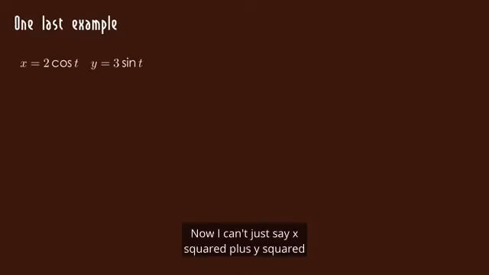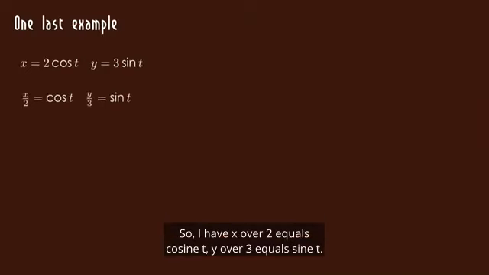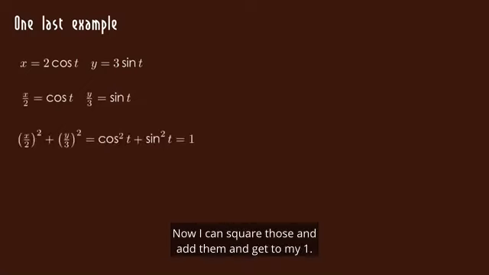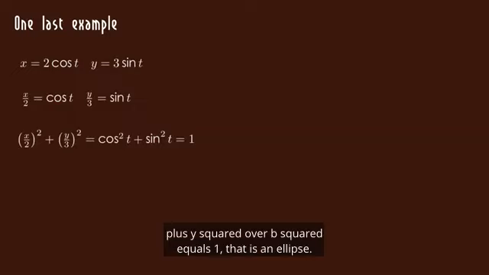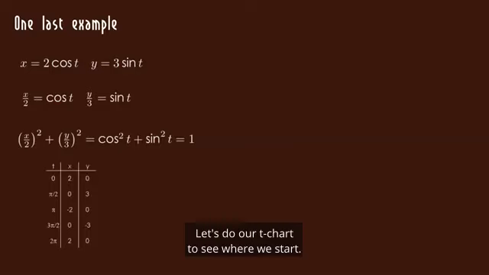Now I can't just say x squared plus y squared because then I get something wonky in the front. But what I can do is solve each of these equations for their trig functions. So I have x over 2 equals cosine t, y over 3 equals sine t. Now I can square those and add them and get to my 1. Now what is that the equation for? That is an ellipse. When you have x squared over a squared plus y squared over b squared equals 1, that is an ellipse.